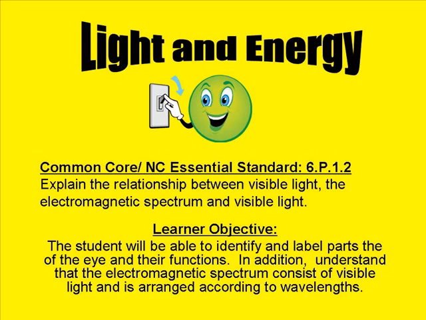This week we will still be focused on the physical science goal. However, we will put more focus on Objective 2, which is to explain the relationship between visible light, the electromagnetic spectrum, and sight. And that is a typo. It should not say visible light again. It should say sight. The learner will be able to identify and label the parts of the eye and their functions. In addition, understand that the electromagnetic spectrum consists of visible light and is arranged according to wavelengths.